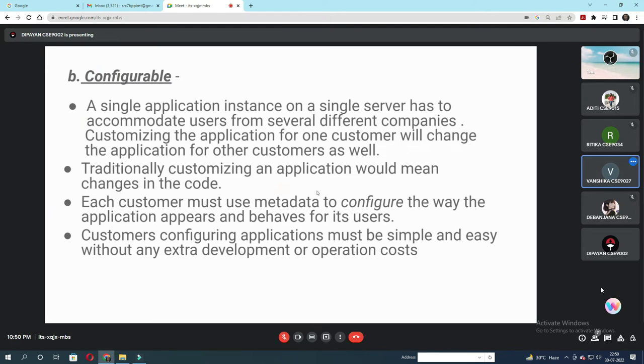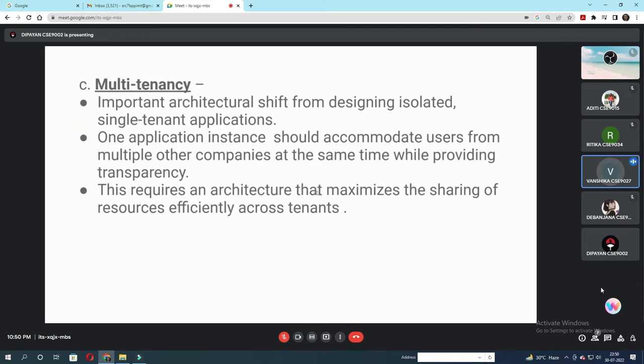Next slide, please. Third is multi-tenancy. A good SaaS model should be multi-tenant. That means it should be such that a single instance of software runs on a server and serves multiple tenants.